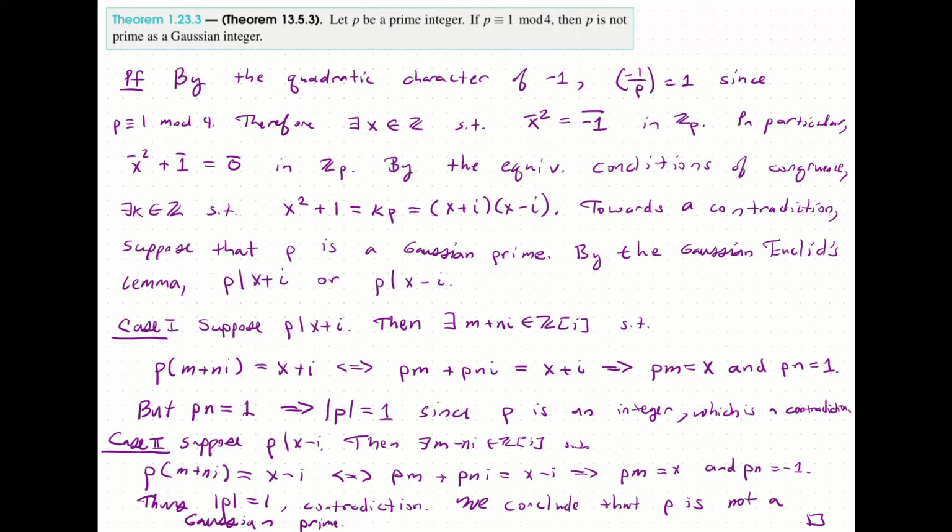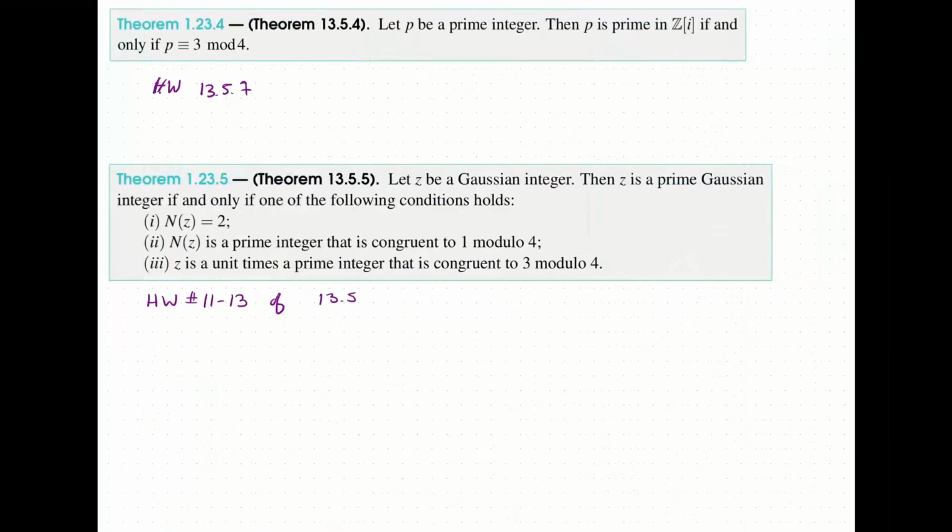And now in the next lesson, we will be able to establish Fermat's sum of squares. And so the next two statements to finish it off for today, these are homework questions, and we will use these in our next lesson to prove Fermat's sum of squares theorem. And so the first result is that if p is a prime integer, then p is prime in the Gaussian integers if and only if p is congruent to 3 mod 4.